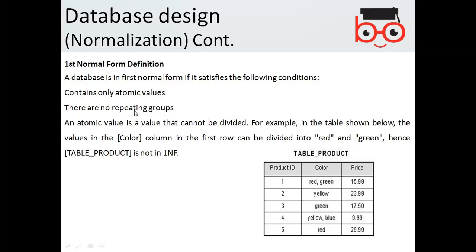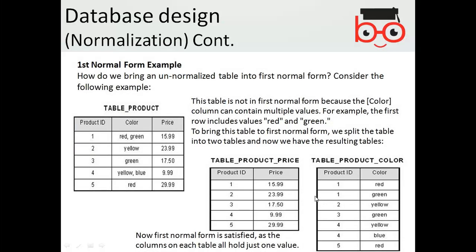That is basically the problem. There are no repeating groups allowed in the first normal form. An atomic value is a value that cannot be further divided. So if the problem is there, then you need to keep all the values atomic with no repeating groups in a particular column. So this table needs to be in first normal form.